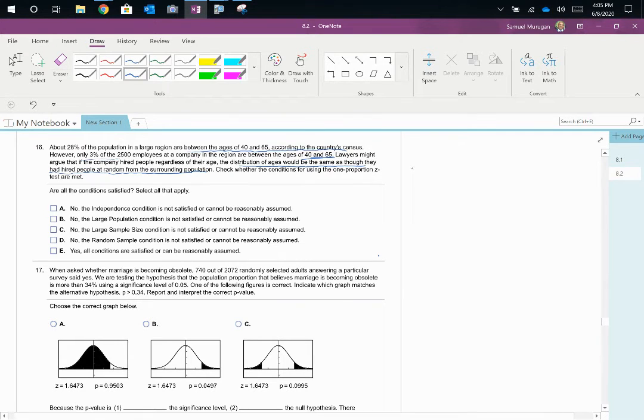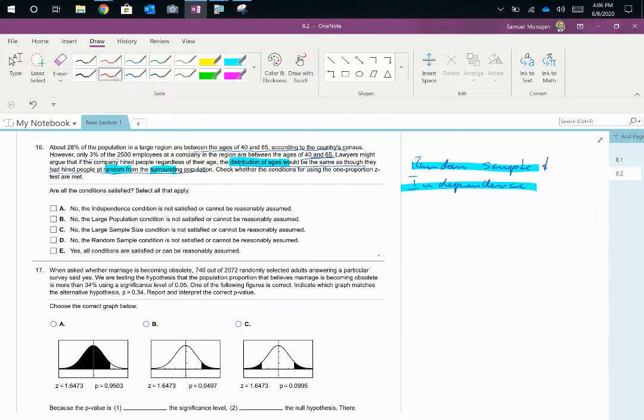So the condition, first, for random sample and independence are met already from the problem. Okay, that's implied in the problem. They talked about random, and they talked about the distribution being the same in surrounding areas. These two conditions are met. Next, we need to check the large sample condition.